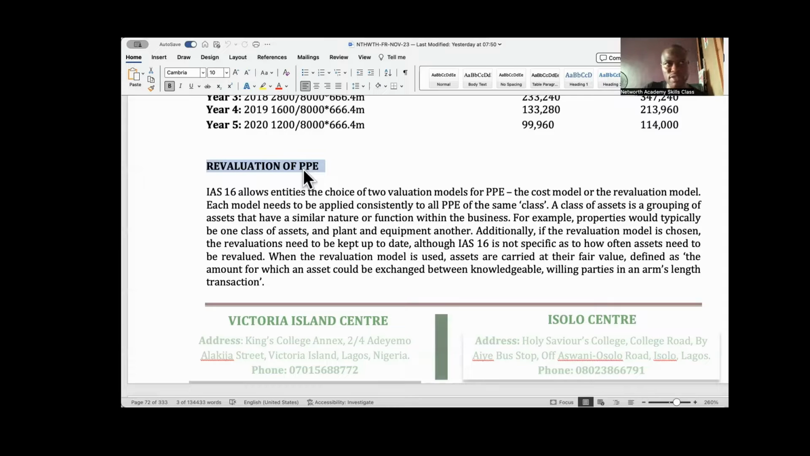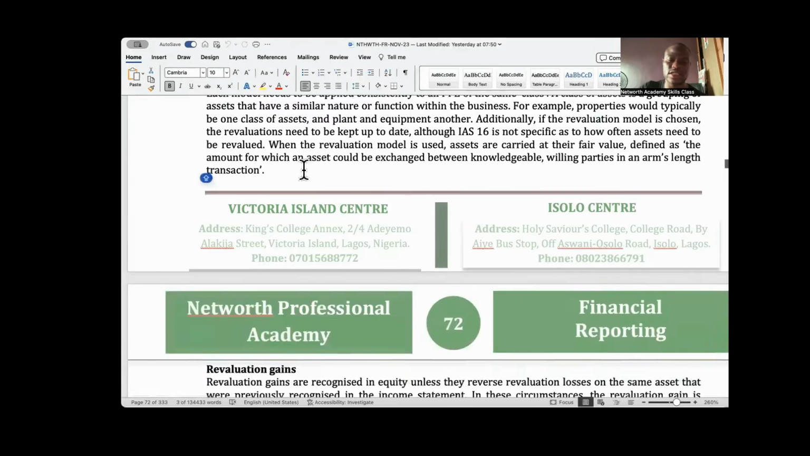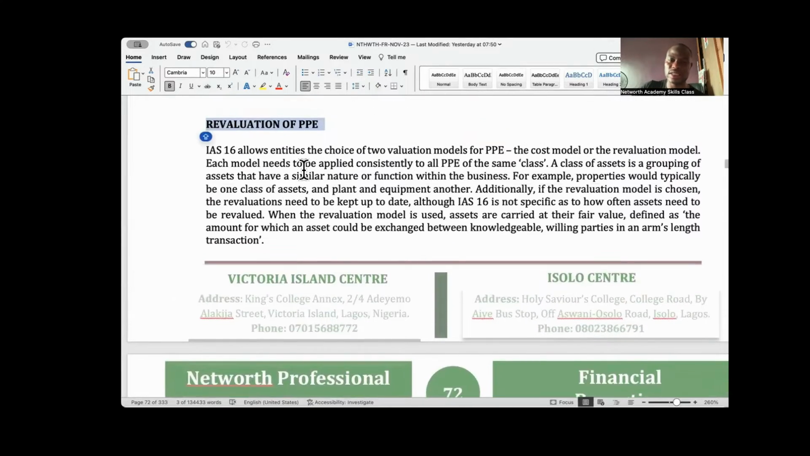Then the question becomes, when do you even revalue? So revaluation happens periodically. It could be every year. It could be every 2 years. It could be every 5 years. So there's no specific timeline for revaluing. However, the ultimate principle is that the frequency of revaluation depends on the volatility in the value of an asset.